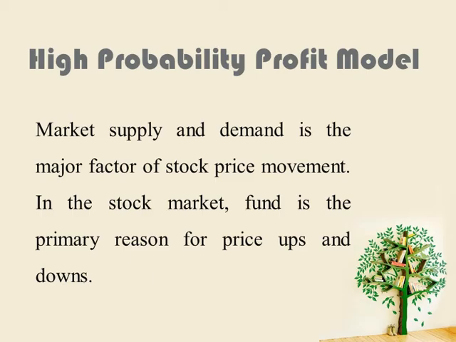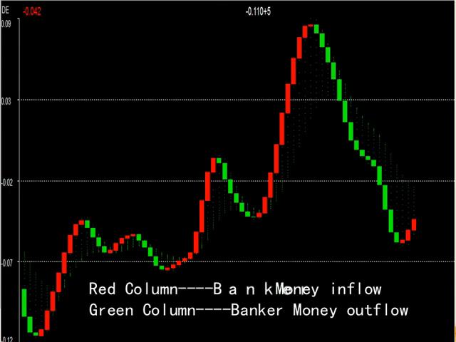Okay, then this is the one. So the market high probability filter profit model. So you can use this one. Red column stands for banker money inflow. Green column for banker money outflow.